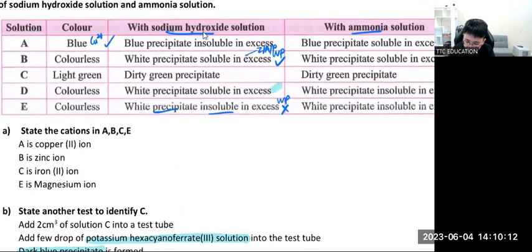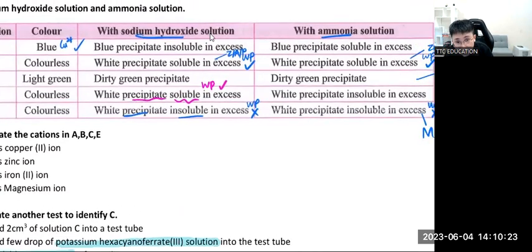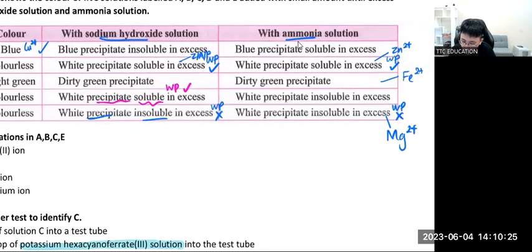So this one here is a white precipitate. Let me use a different color. This one is a white precipitate soluble, so WP with a tick. Then the ammonia test is a white precipitate insoluble in excess, so WP with a cross. So find the ZAPCM table. The sodium hydroxide test gives you WP with a tick, then the ammonia test gives you WP with a cross. Okay, with this understanding, let's go back to our table again.